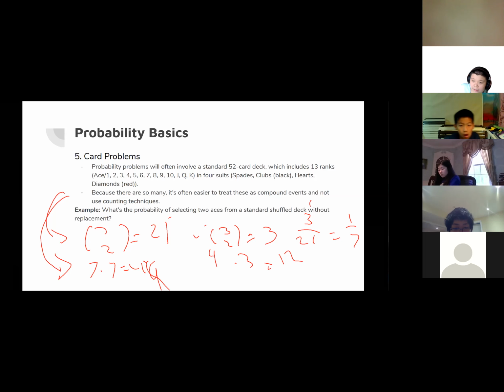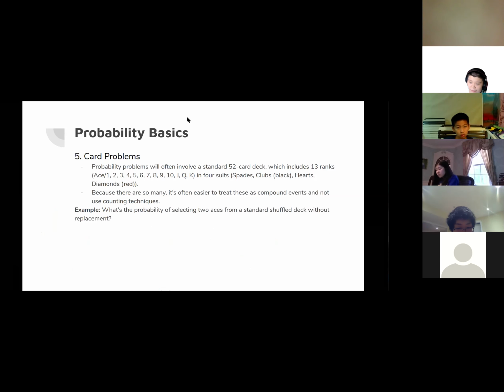One note is that a deck of cards has 52 cards. There are 13 ranks, which are like levels or numbers. Ace or 1, 2, 3, 4, 5, 6, 7, 8, 9, 10, Jack, Queen, and King. There are 4 suits: spades, clubs, hearts, and diamonds. Spades and clubs are black, hearts and diamonds are red. And because there are so many of these cards, it's often easier to treat these as compound events and not use counting techniques.